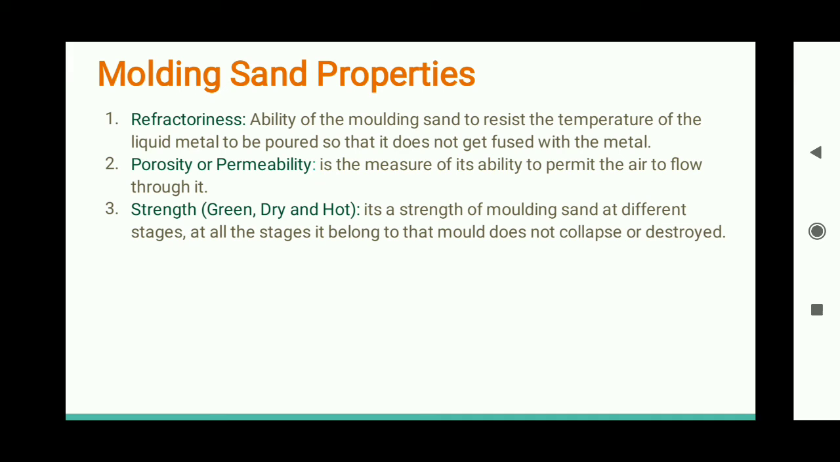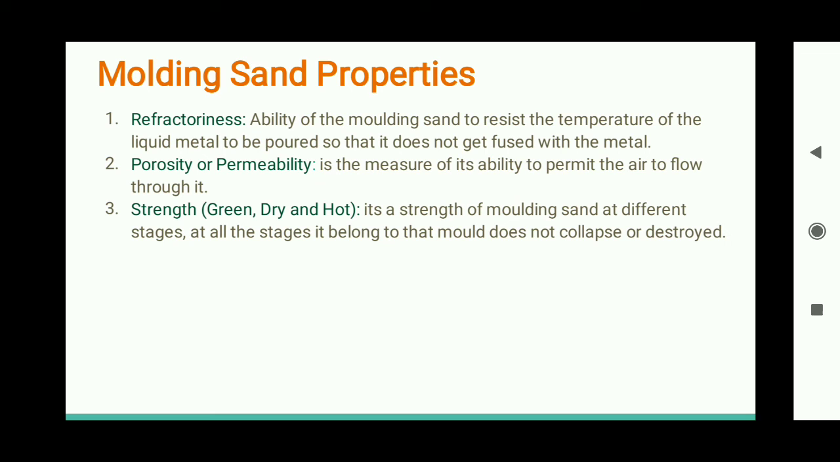When we are filling this molten material, initially there is no material, then we are filling it, so suddenly the temperature rises, and after some time when the material gets solidified, the temperature decreases. So at the different stages, different strengths of the molding sand are required. So first is green sand.